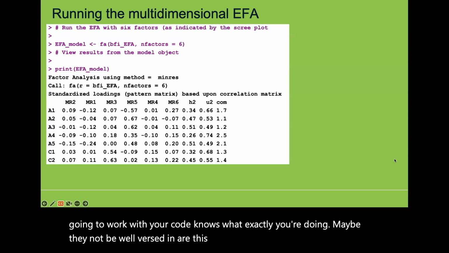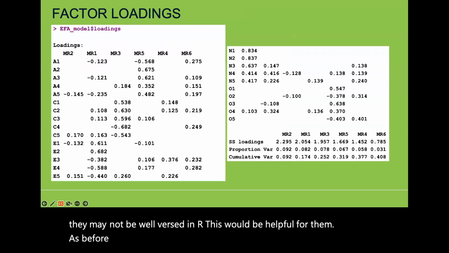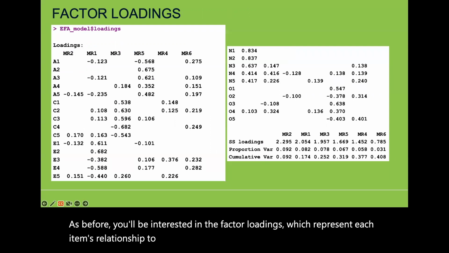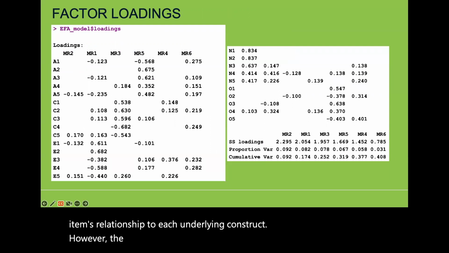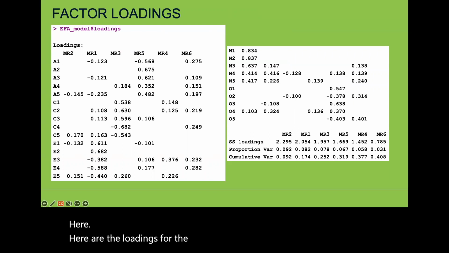This would be helpful for them. As before, you'll be interested in the factor loadings, which represent each item's relationship to each underlying construct. However, the factor loadings look pretty different for a multi-dimensional EFA. Here are the loadings for the first 15 items. As you can see, the 6 factors are represented by the 6 columns.